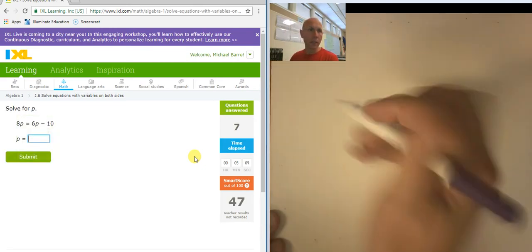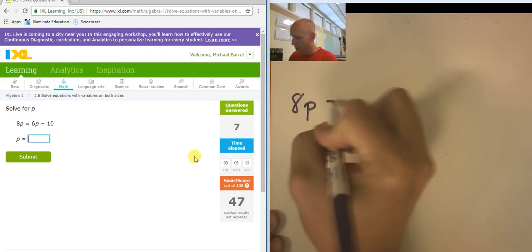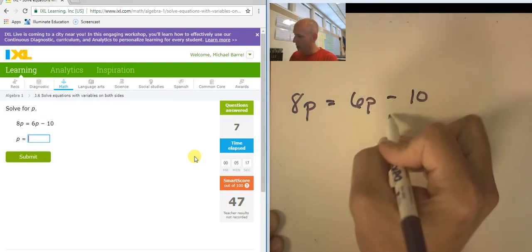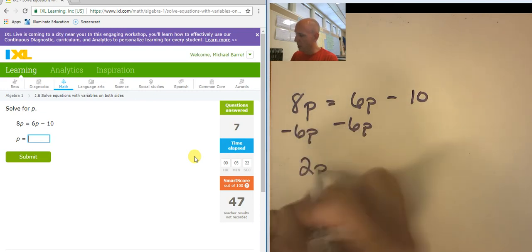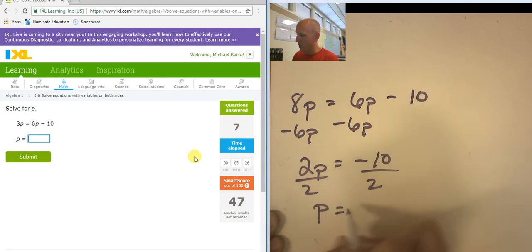Almost to that 50. 8p equals 6p minus 10. Let's subtract 6p from both sides, so 2p equals negative 10, dividing by 2, p equals negative 5.